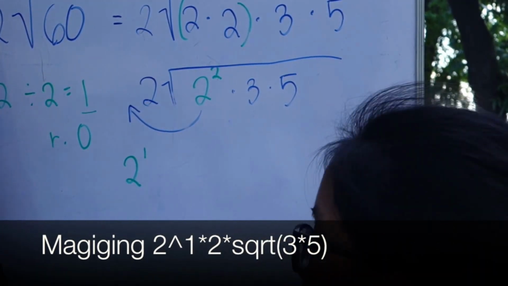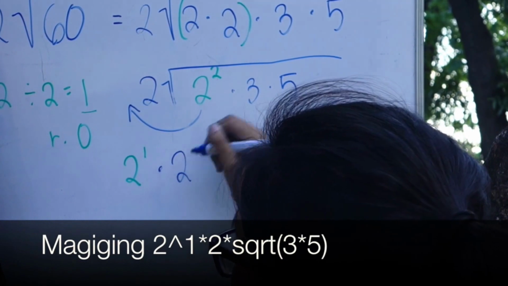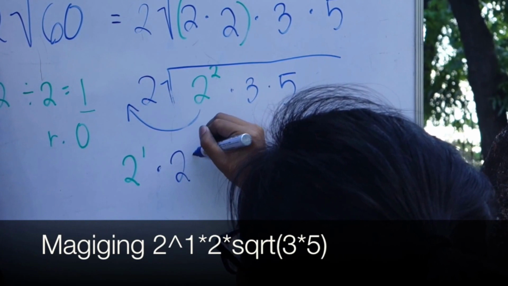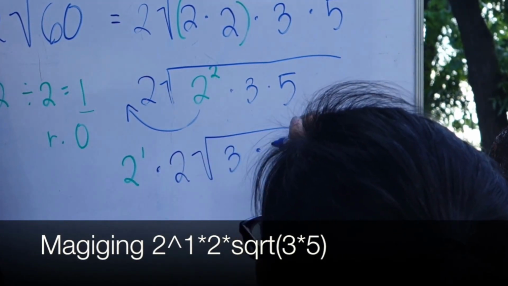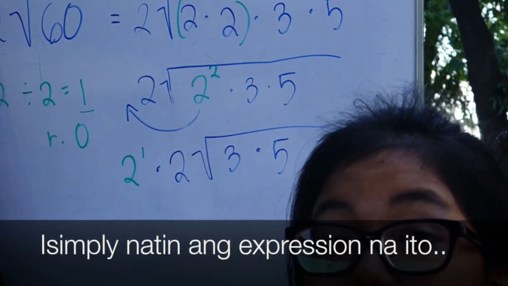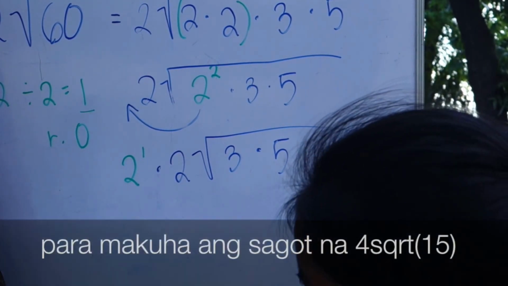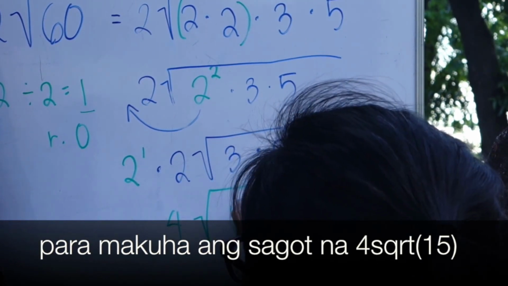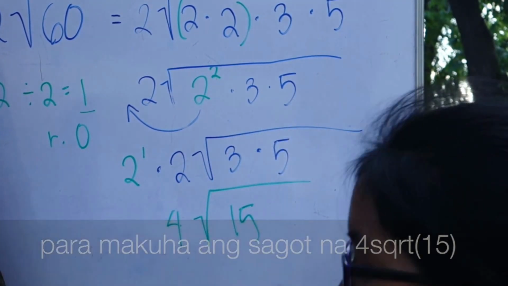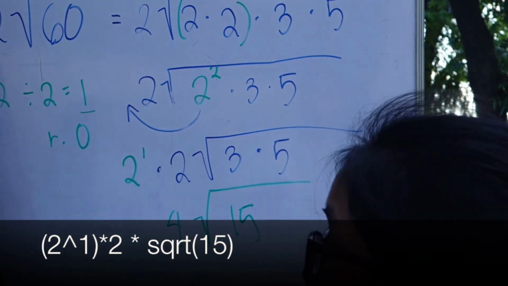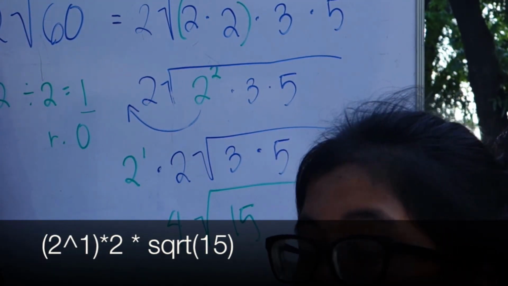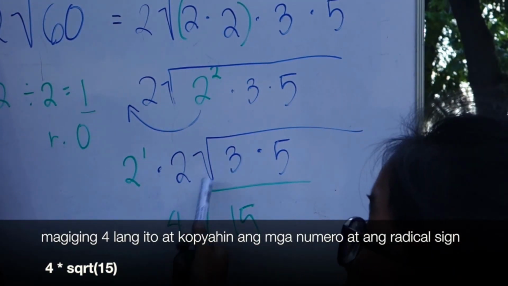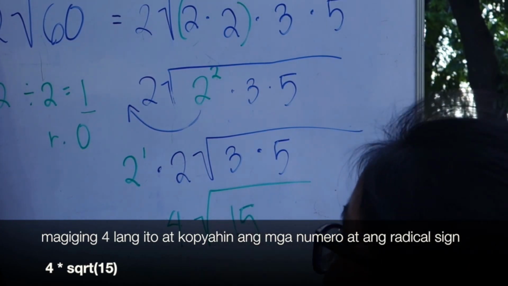I'll use different colors here. So, times 2. Then you copy the rest of the radical here. So, square root of 3 times 5. Now, we just simplify and you will get 4 square root of 15. We got this answer because 2 raised to the first power is just equal to 2 times 2, so it will be equal to 4. As for here, you copy the radical sign, multiply 3 and 5, and you will get 15.